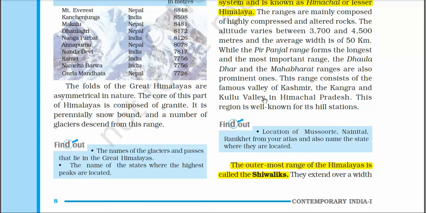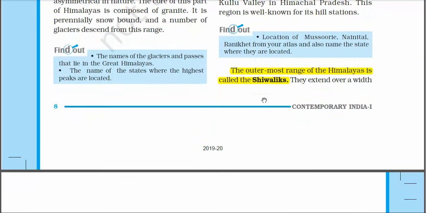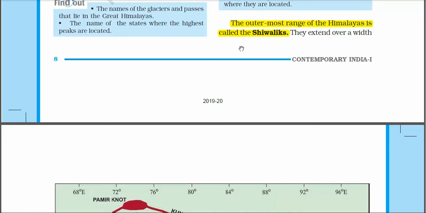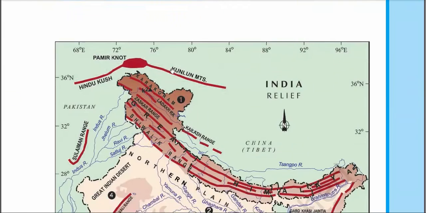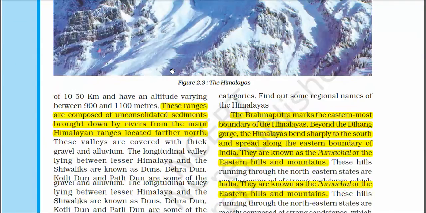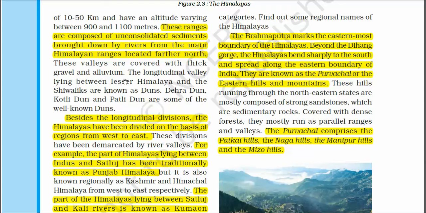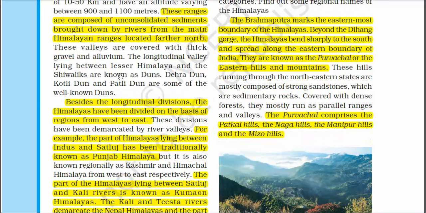This range also has some famous valleys such as Kashmir Valley, the Kangra and Kullu Valley, etc. The outermost range of the Himalayas is called the Shivalik, and these Shivalik ranges are composed of unconsolidated sediments. These are brought down by rivers from the main Himalayan ranges located further north.